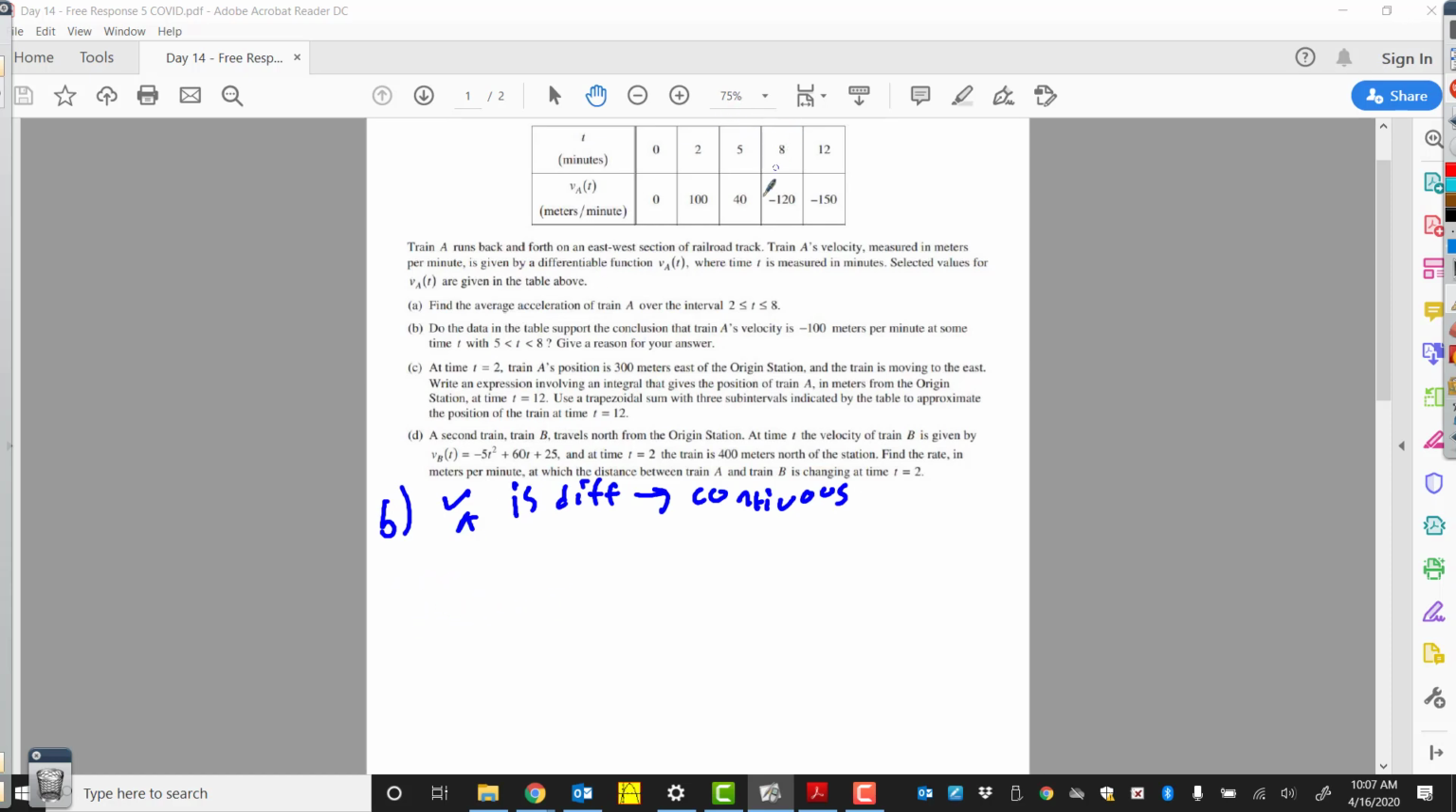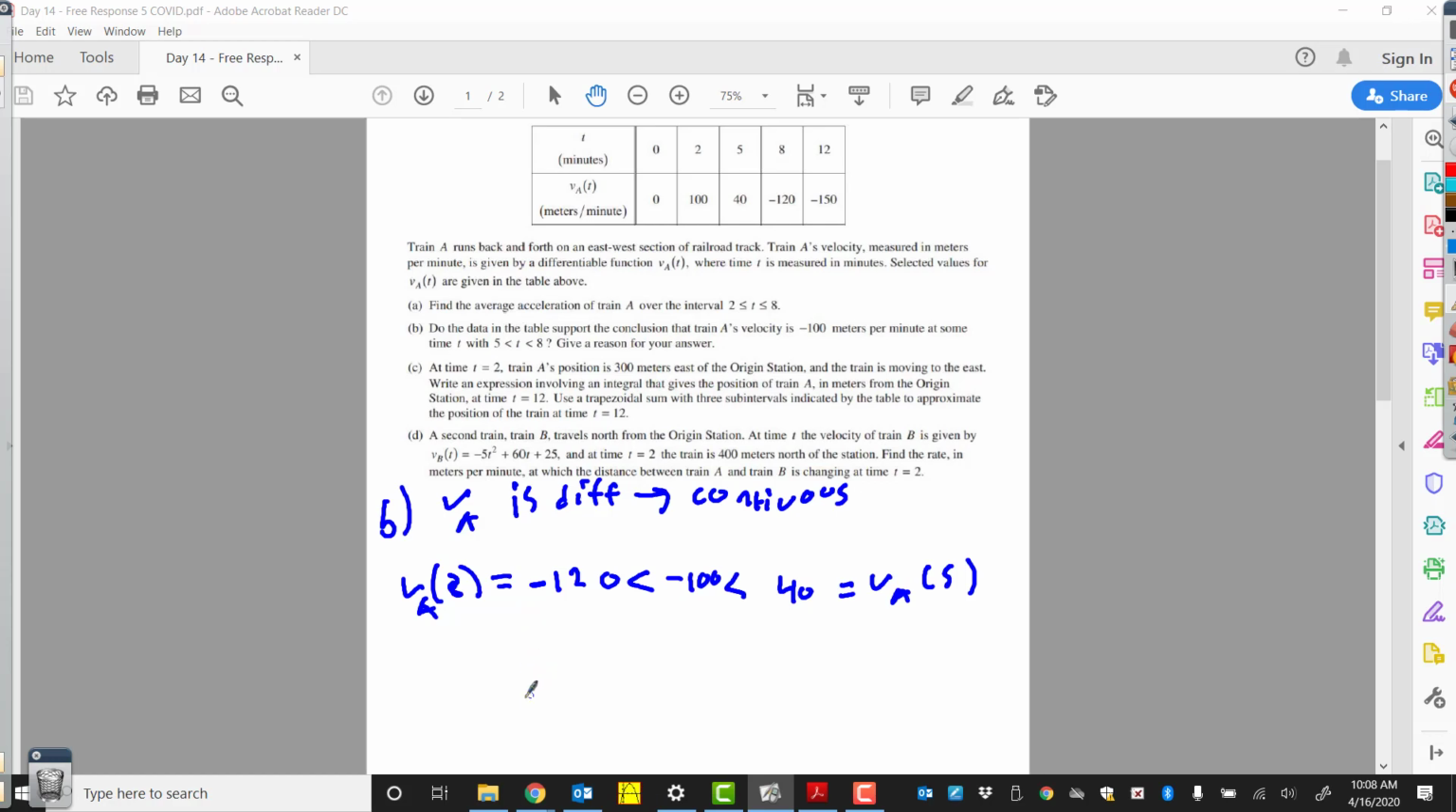So, let's look at what's happening. We know that the velocity at 8 is negative 120. And then we know the velocity at 5 is 40. And we know that between these 2 points, it is continuous. So the question is, somewhere in between these 2 points, is the velocity going to be negative 100? And that's true. That has to happen because we know it's continuous, which means it has to cross every value.